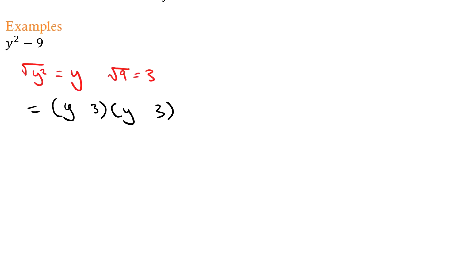And all we need to do is have one being a positive and one being a negative. Alright, so notice one's a positive, one's a negative, but everything else is the same. So you square root the first term, square root the second term, place them in the two sets of brackets, and then have one with a minus, one with a plus.